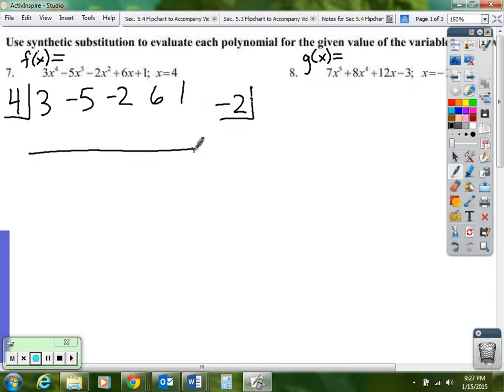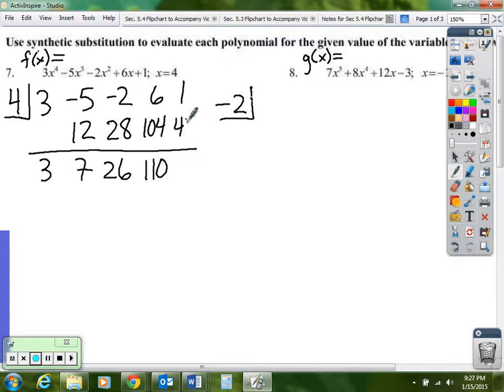Leave a space, draw the line, drop the first term, and then of course we're up to our series of multiplying and adding. 4 times 3 is 12. Added to negative 5 is 7. 4 times 7 is 28. Added to negative 2 is 26. 4 times 26 is 104. Added to 6 is 110. 4 times 110 is 440. Leaving us with 441 in our final spot.